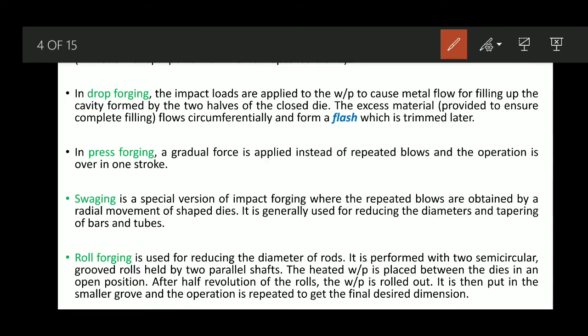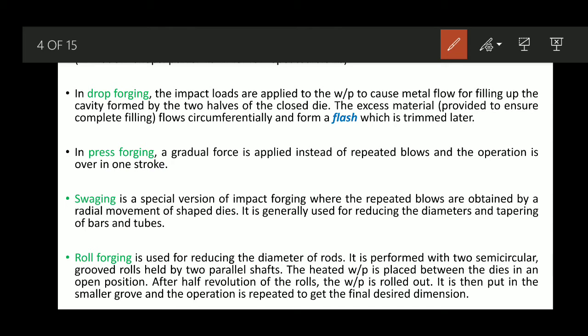Next, what is swaging? Swaging is nothing but a special version of impact forging where the repetitive blows are obtained by a radial movement of the separate dies. Generally it is used for reducing the diameters and giving taper or tapering the bars and tubes, as we have already discussed with respect to the particular figure.